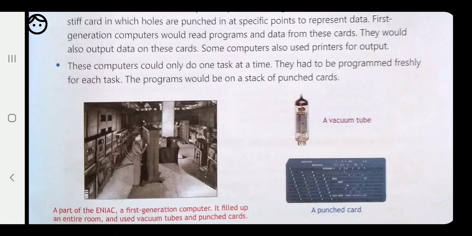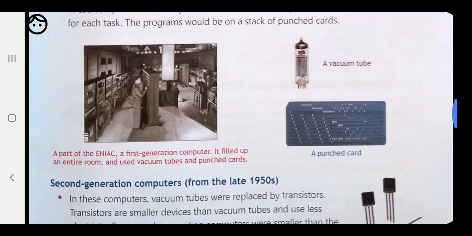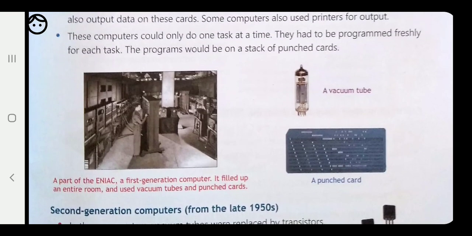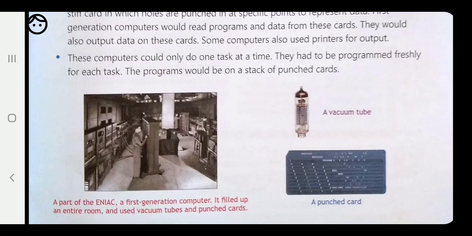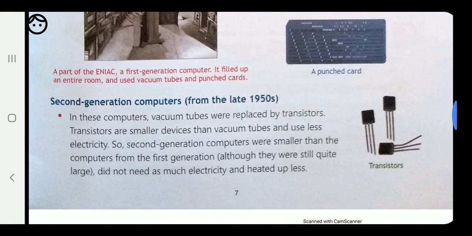This computer could only do one task at a time. They had a program precisely for each task. The programs would be on a stack of punched cards. Punched card: a card that helps the computer, the first electric computer, to work on. Vacuum tube helps to generate electricity.